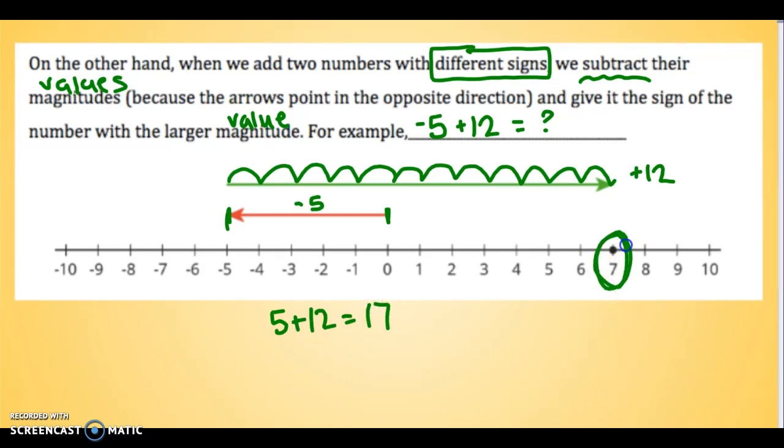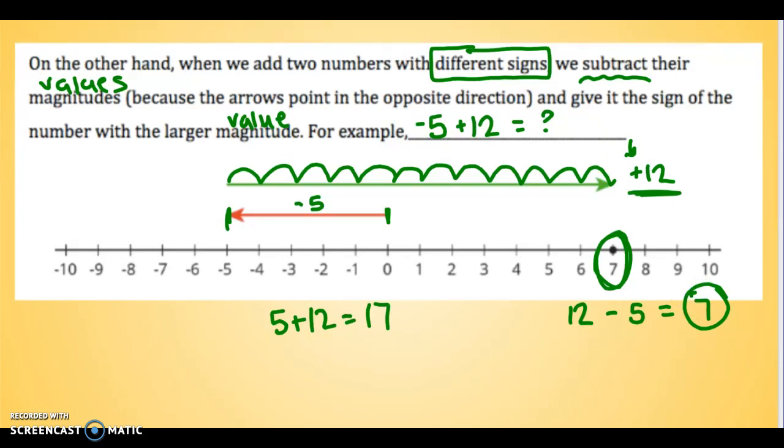This number line ends at 7. So how did that 7 come to be? This is where the subtraction comes. If you ignore the signs for a minute and look at the two numbers, 12 and 5, if we subtract them, we get 7. And then because 12 is our bigger value and it's positive, our answer will be positive 7.